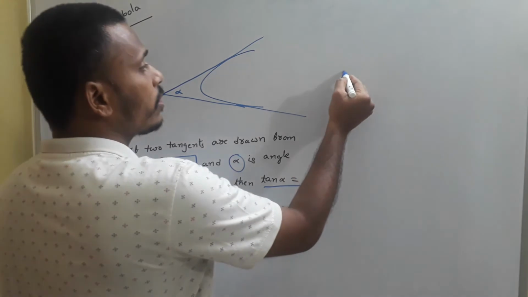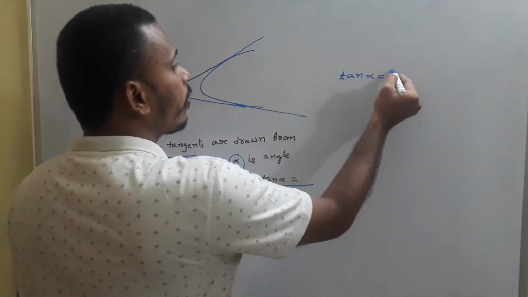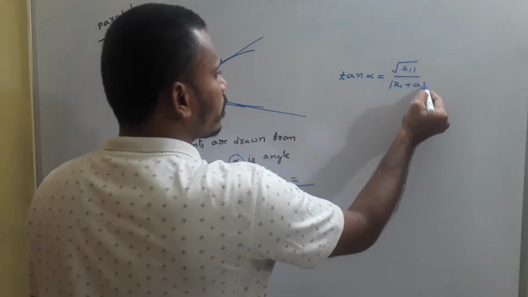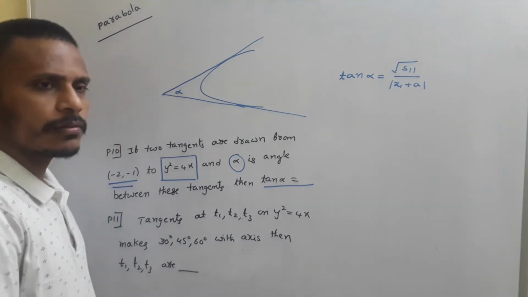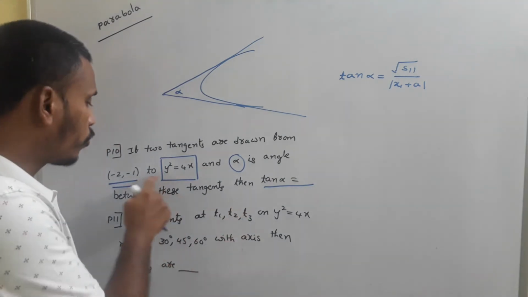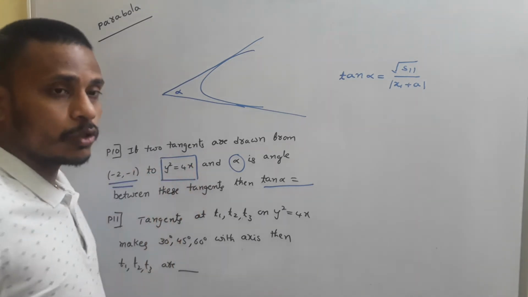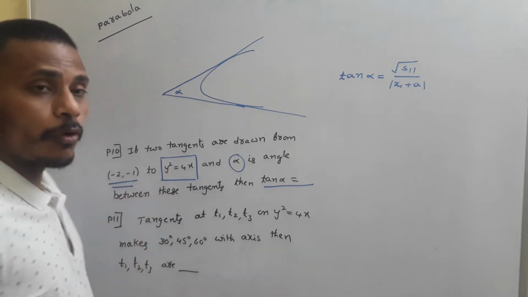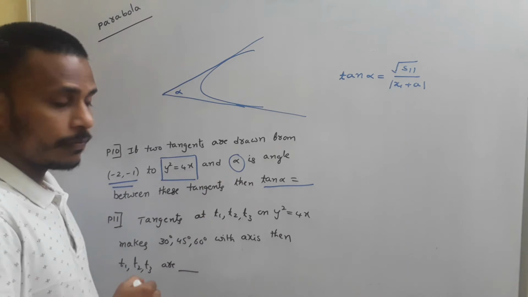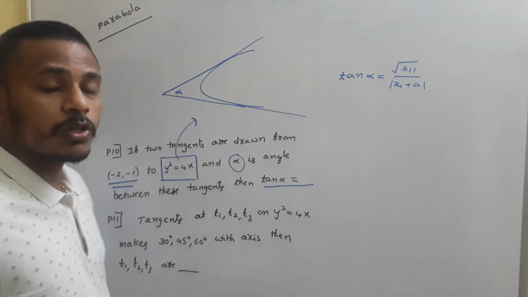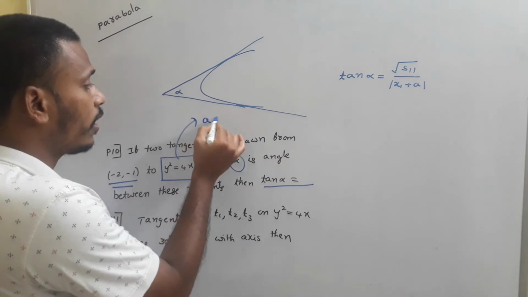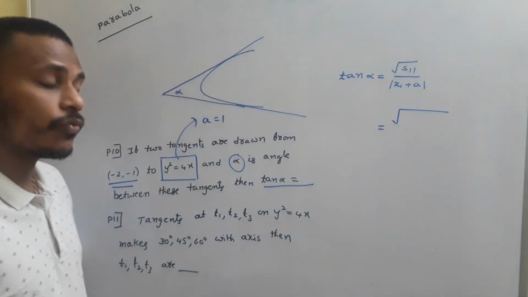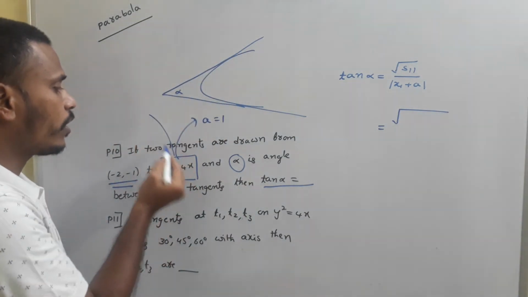So we have a formula for this angle, as we discussed in the synopsis. Tan alpha is equals to root s11 divided by modulus of x1 plus a. It's a direct formula, use this. Root s11 means substituting this minus 2 comma minus 1 in this y square is equals to 4x. And the next thing, x1 plus a. x1 is the x coordinate of the point and a we will identify from this parabola. What is a from this parabola? Since it is y square is equals to 4x, when you compare with 4ax, a is equals to 1. Okay, so now tan alpha is equals to root s11. What is this parabola? y square is equals to 4x.